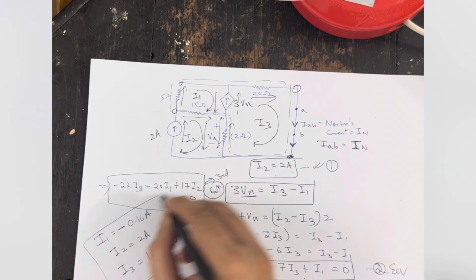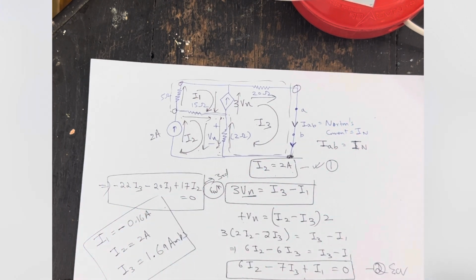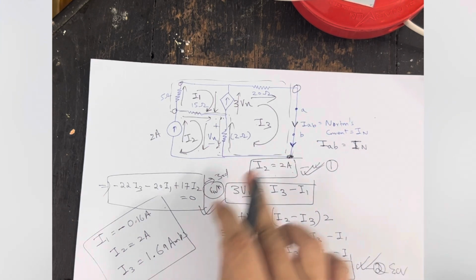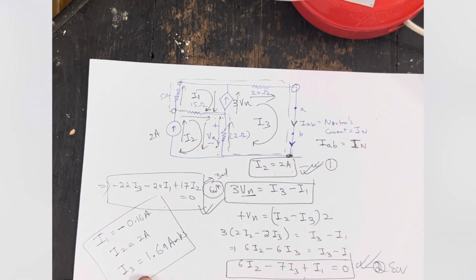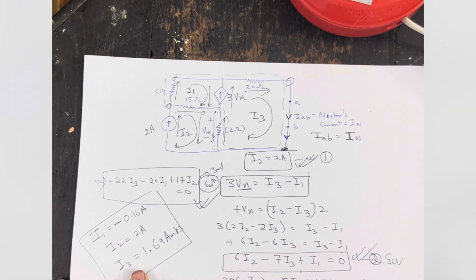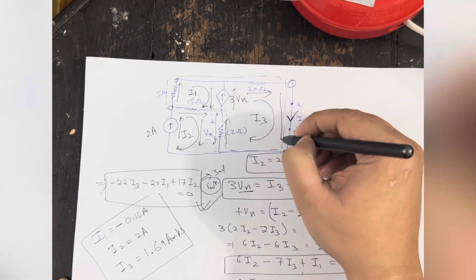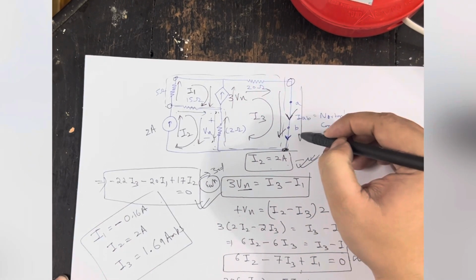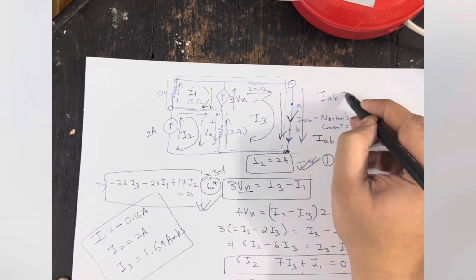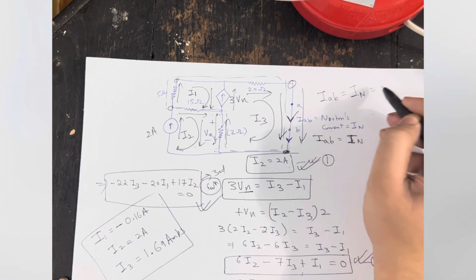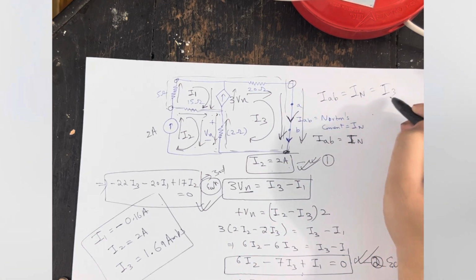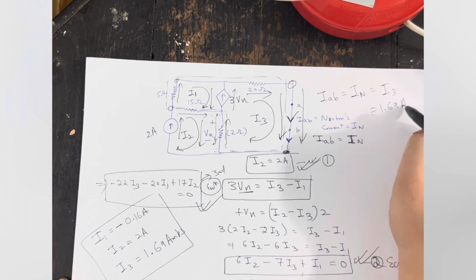How will you solve these three equations? We have three equations and three variables, so you can easily solve them to get these answers, using matrix or any other method. We know I3 is flowing from this side to this side as per IAB. So IAB, the short-circuit branch current, which is I Norton, is equal to I3, which is 1.69 amps.